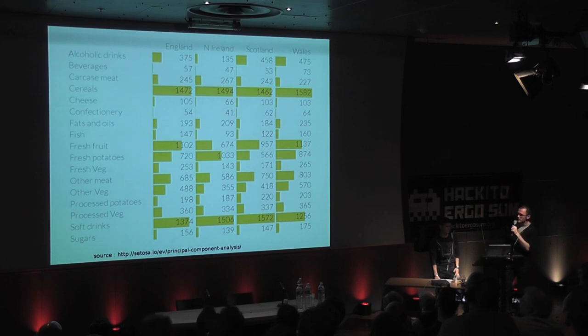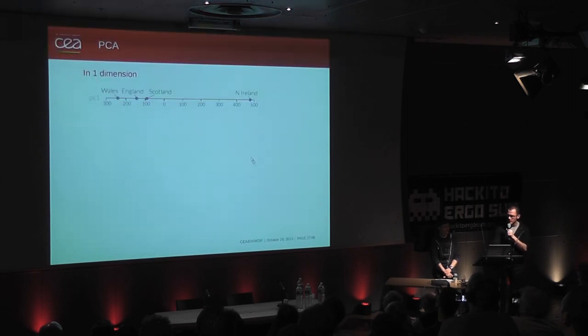There are 17 points, so 17 dimensions. And if you look at this in tabular form, you won't see anything relevant or a real trend for one country to be really different from another. But if you do the PCA on those data, here is what you get in one dimension. Clearly Northern Ireland seems to be really different from Wales, England and Scotland.